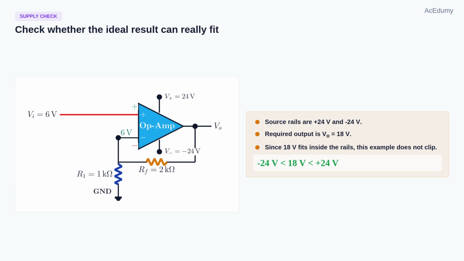Before we accept the answer, check the supply rails. The example op-amp is powered from plus 24 volts and minus 24 volts. Our calculated output is plus 18 volts. 18 volts is inside the 24-volt limit, so the ideal answer can fit. If the same circuit only had plus and minus 12-volt rails, 18 volts would be too large and the output would clip. Here, with plus and minus 24 volts, the answer is safe.